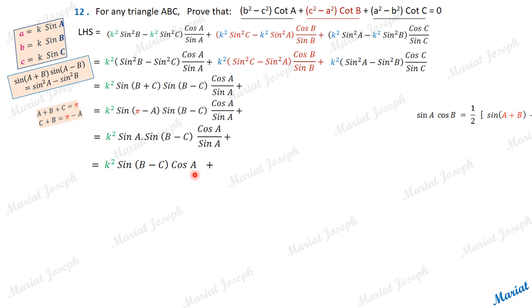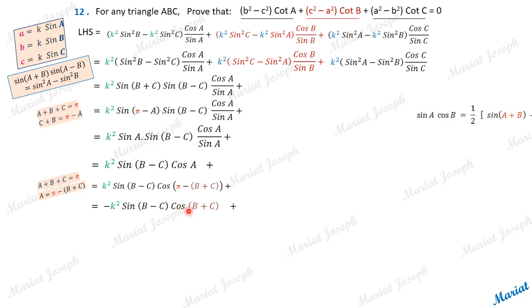Let's now change this A again back to π − (B + C), again because A + B + C equals π. Now, what is cos(π − θ)? It is −cos θ. So we may write −K² sin(B − C) cos(B + C).